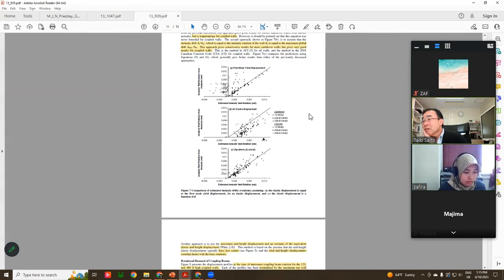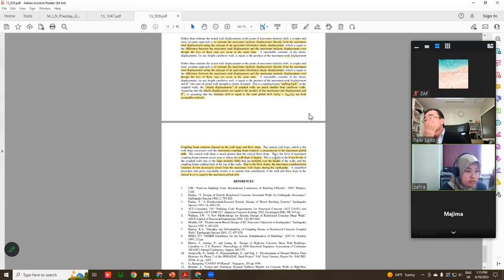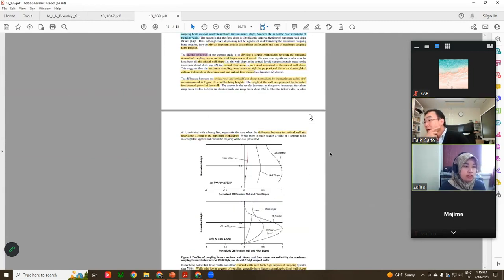But it mentioned that the degree of coupling is less than 70%. So if we use diagonal coupling beam, it's almost 66%.